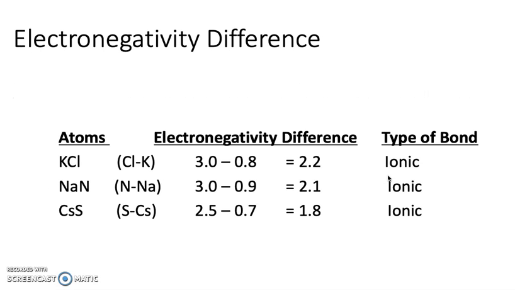So we have a couple here I chose. We have potassium chloride, sodium nitride, cesium sulfide. In this case, we found their electronegativities from the table in your textbook. We're going to do larger minus smaller. So Cl minus K, it's 3.0 minus 0.8, which is 2.2. N minus Na, 3.0 minus 0.9. S minus Cs is 2.5 minus 0.7.